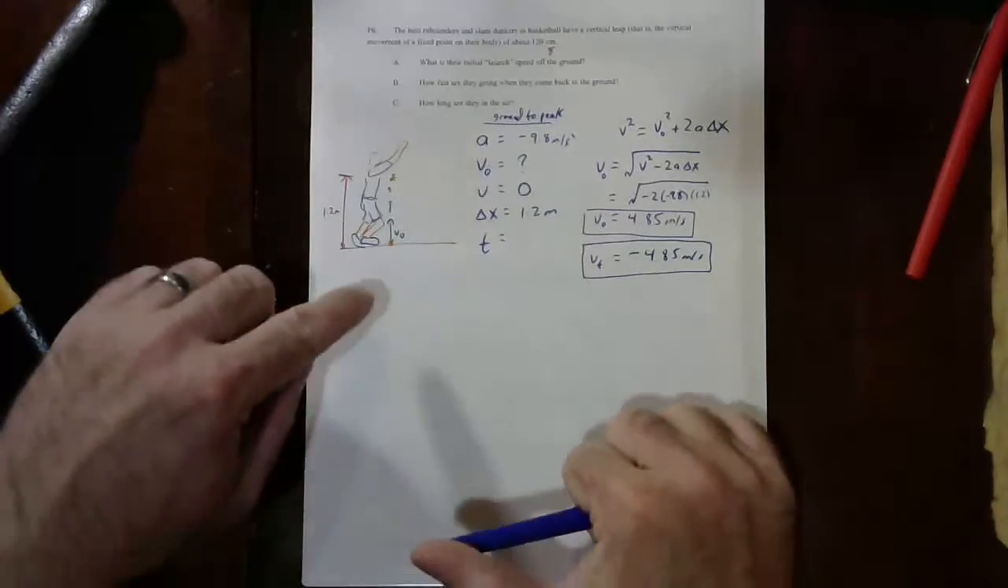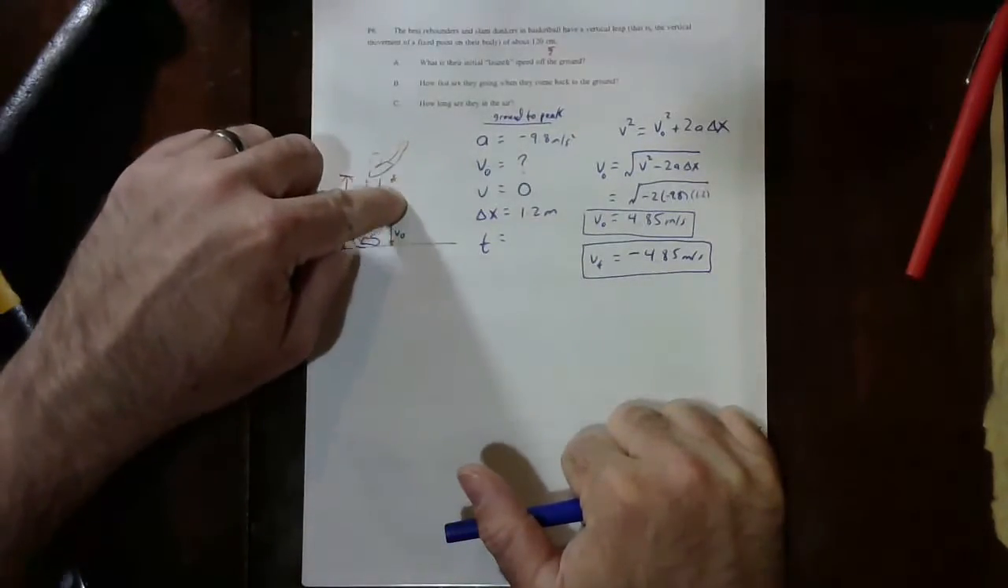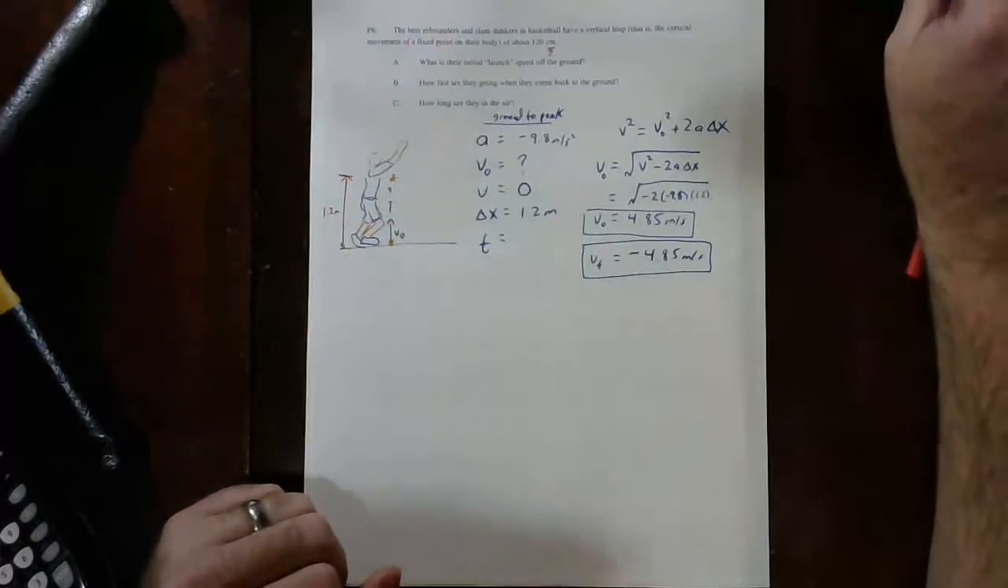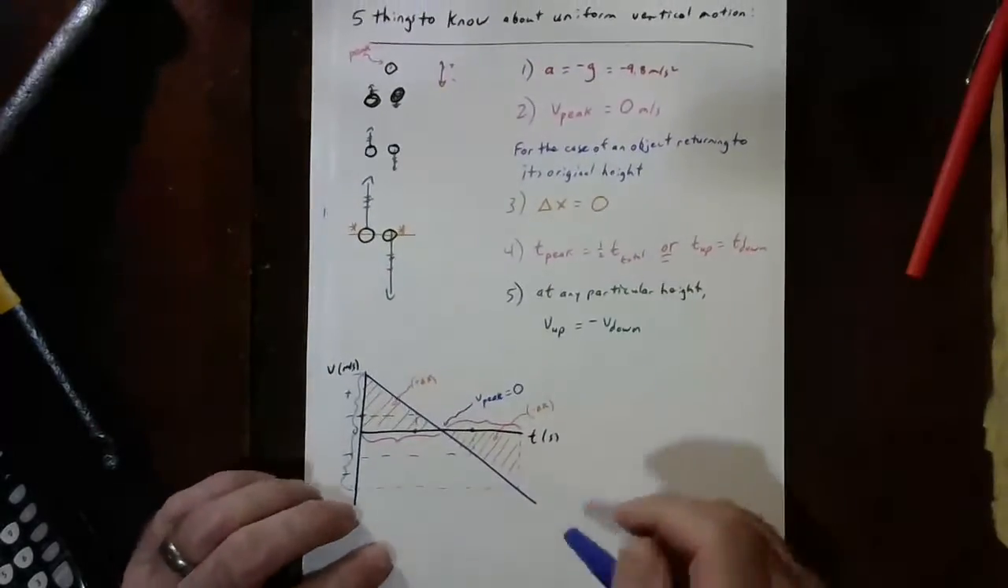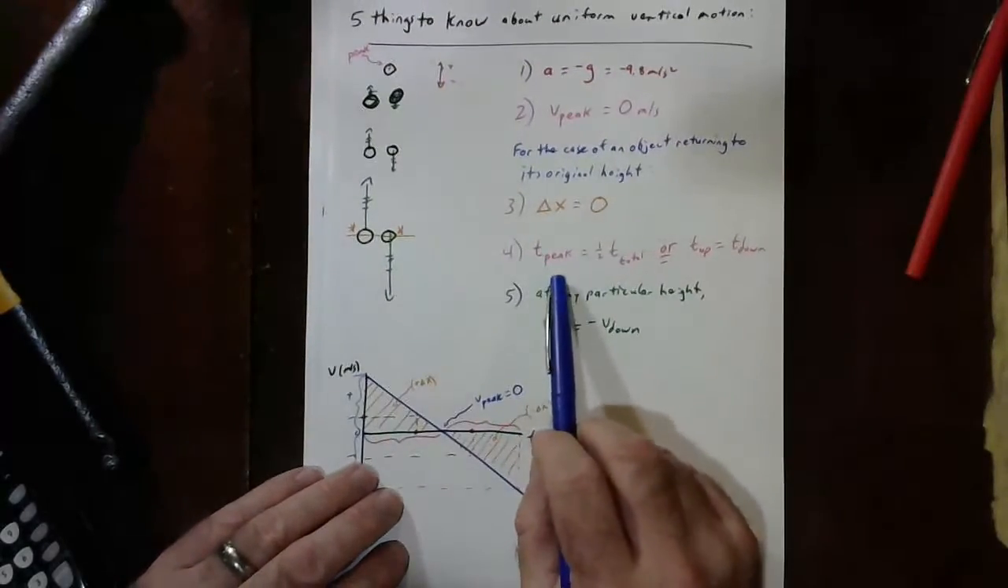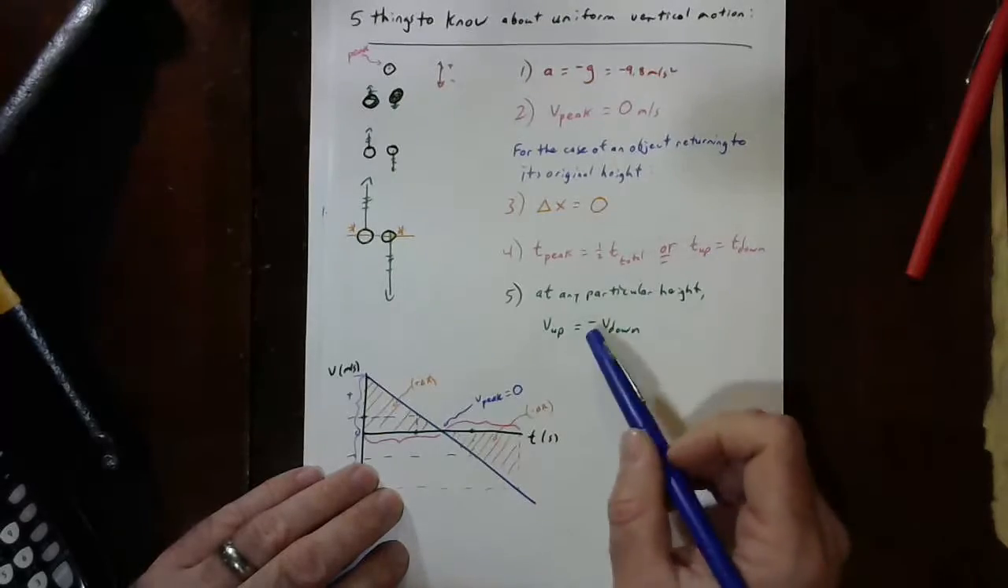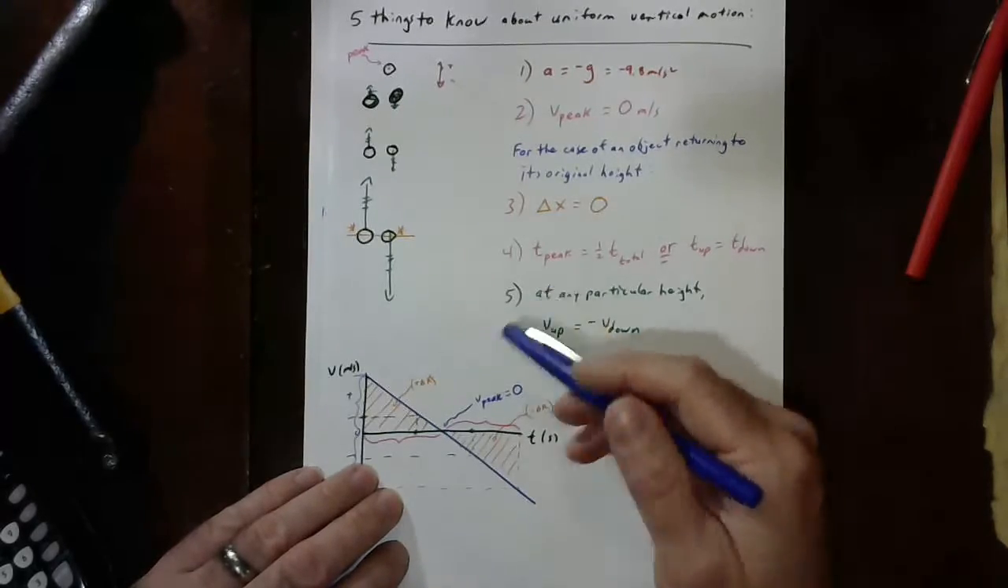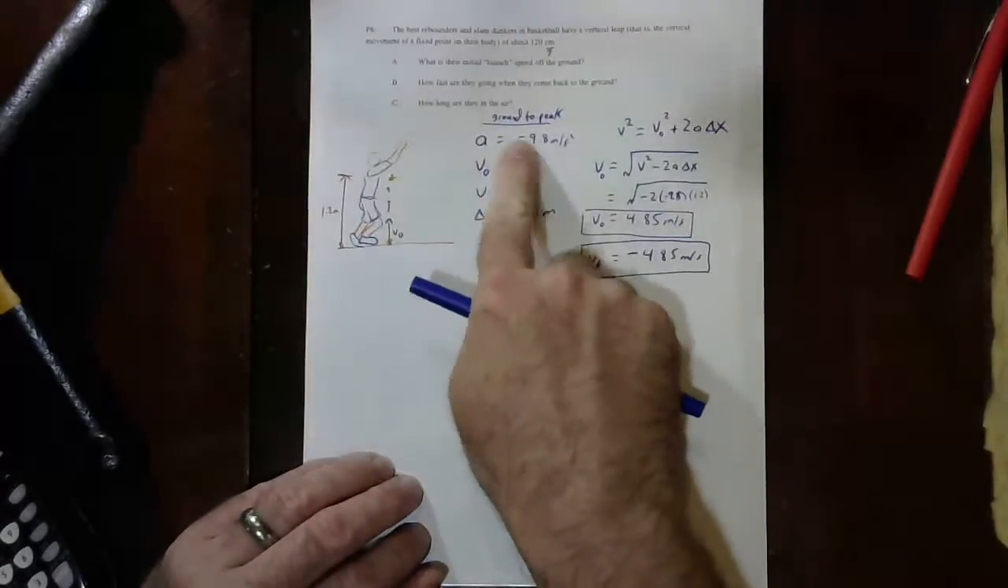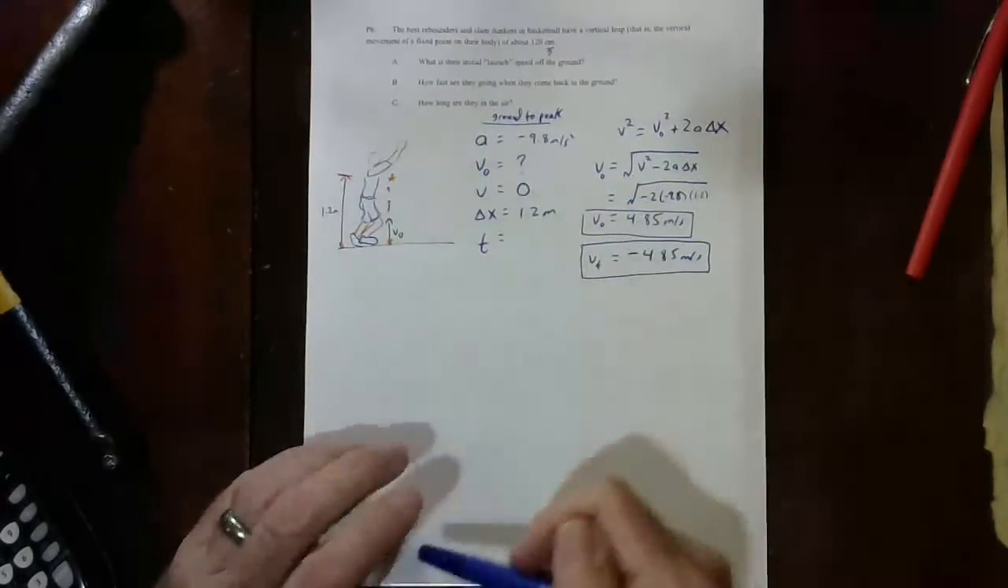Part C, how long are they in the air? Well, that's the time it takes to go up to the peak and the time to come back down from the peak. And again, we know something special about that. We know that the time to the peak is half of that total time. So I can just calculate the time to the peak and double it, and that'll be the total time. So I'm not going to do a new chart. I'll just go this one, ground to peak, solve for the time, and double it.